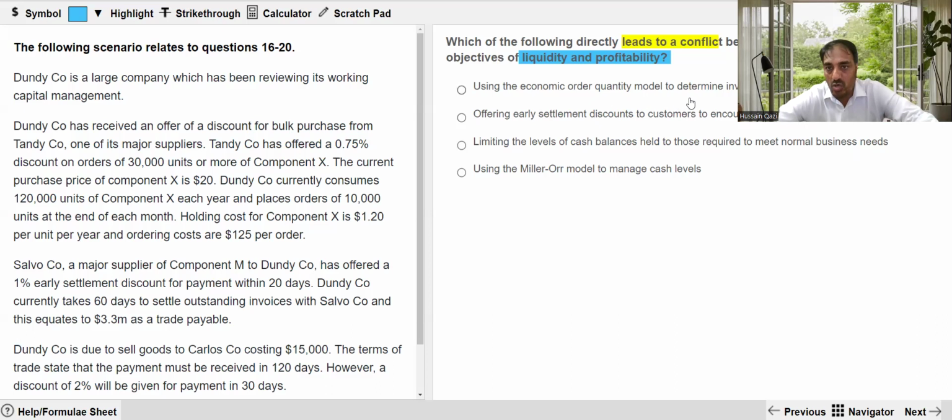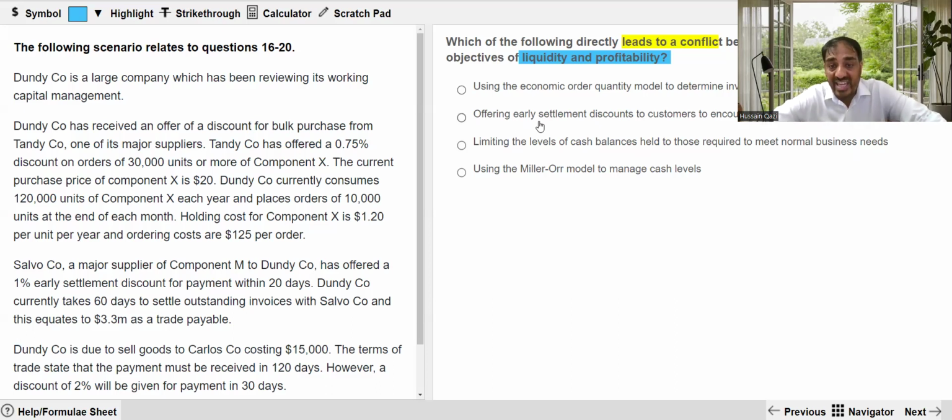Number 1, using EOQ model to determine inventory ordering policy. If we use the economic order quantity, it makes sure that our profitability is the best, because the combination of the cost of ordering and holding is minimum, and economic order quantity gives the best cost with the best liquidity. The smoothness of the inventory management reflects the liquidity. So it's not about conflict between working capital objectives. So first, it's not about the conflict.